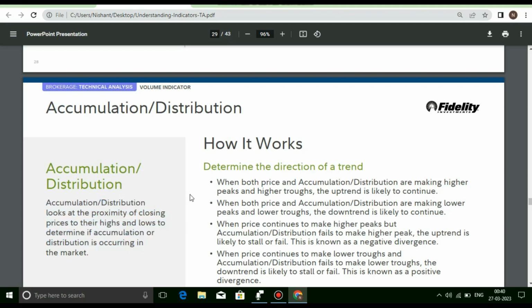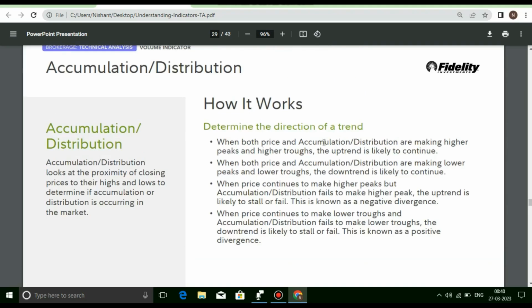So how it works: when both price and accumulation distribution are making higher peaks and higher troughs, the uptrend is likely to continue. So basically the price is in agreement with the indicator. The indicator is making higher highs, and the price movements are also getting higher. So this uptrend is going to continue.